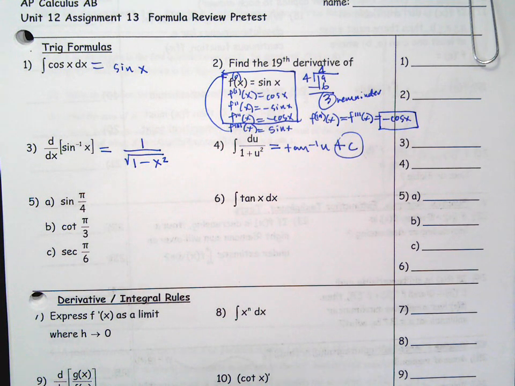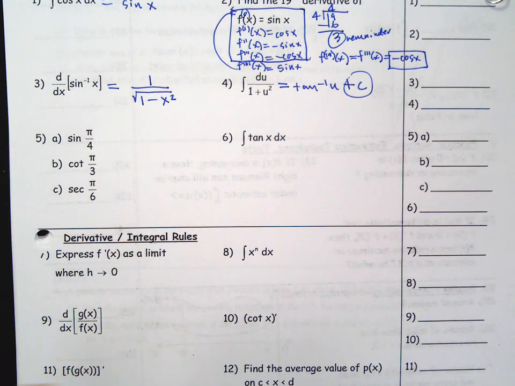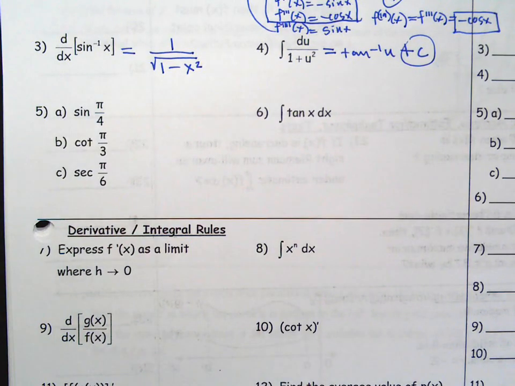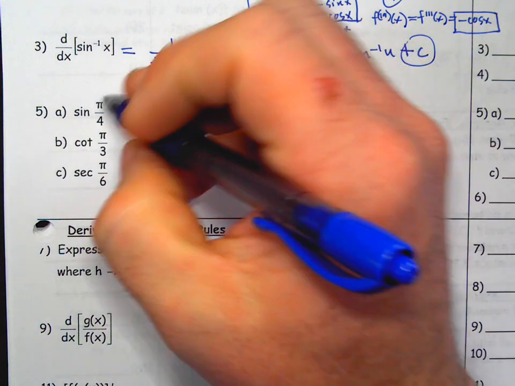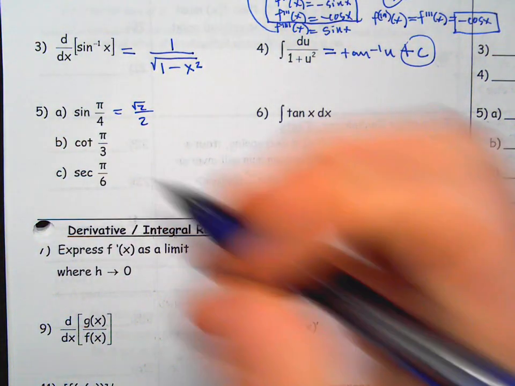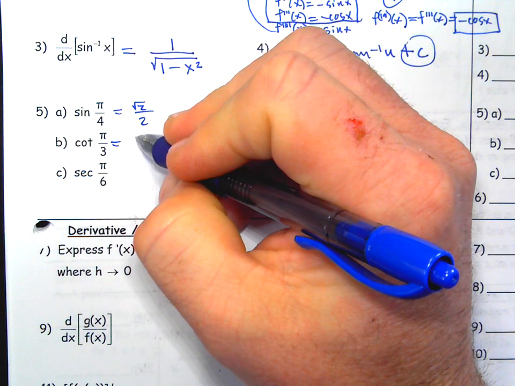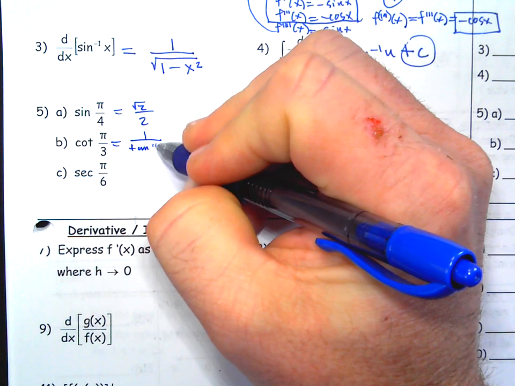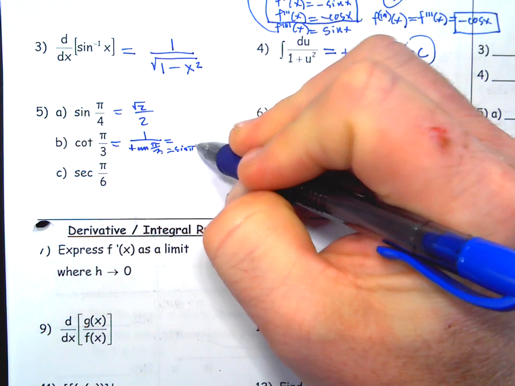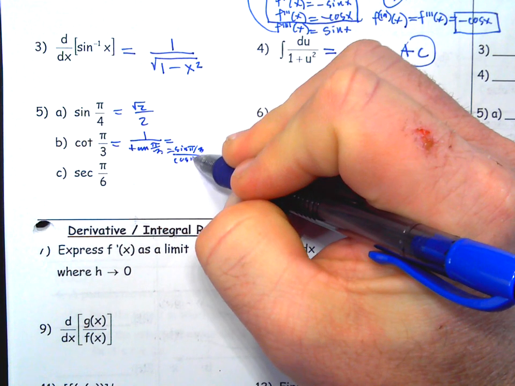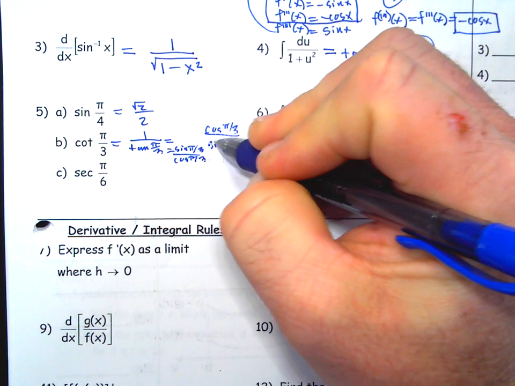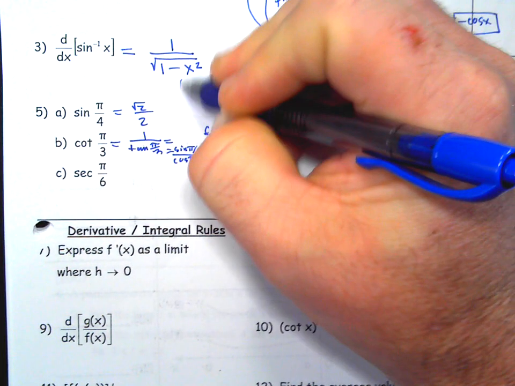Okay. I also put some basic trig in here, just so you know. There's a lot of trig. Root 2 over 2. Cotangent is the opposite of tangent. That's 1 over tangent. And tangent is sine over cosine, right? So cotangent is cosine over sine.